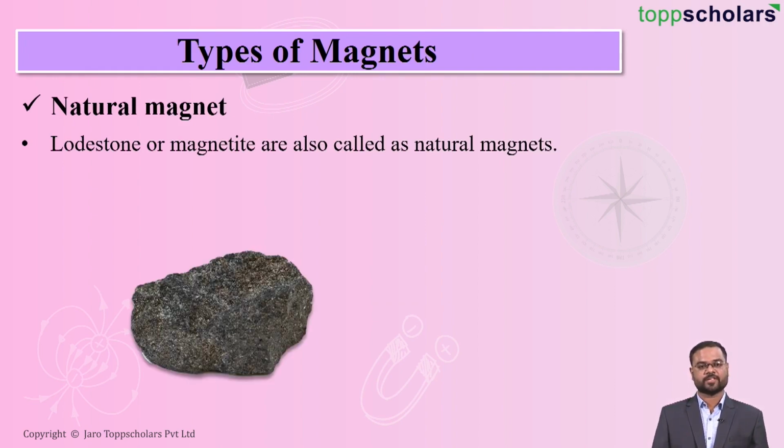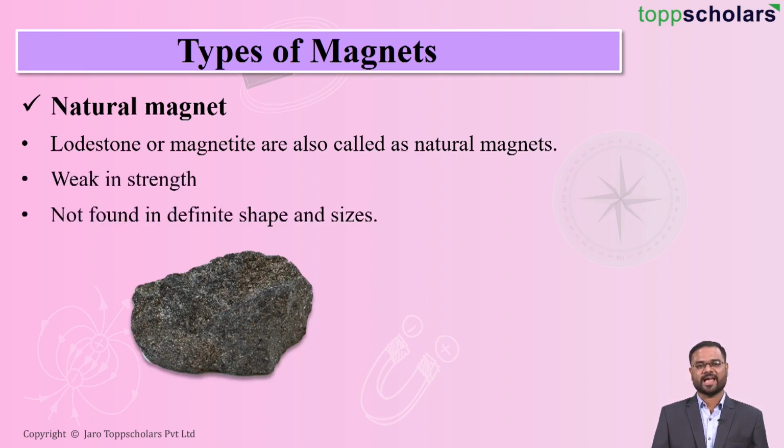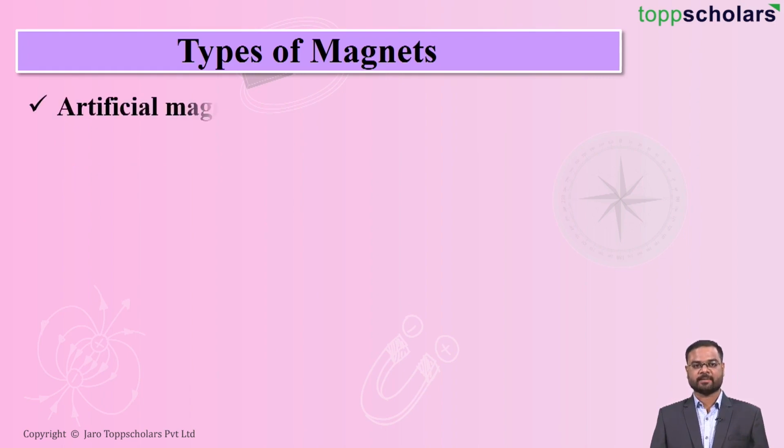Now, can you see a picture of this? You can clearly see here, they are weak in strength and there is no definite shape and size. Let's move on to the second type of magnet, that is artificial magnet.